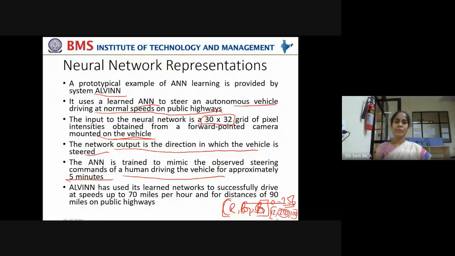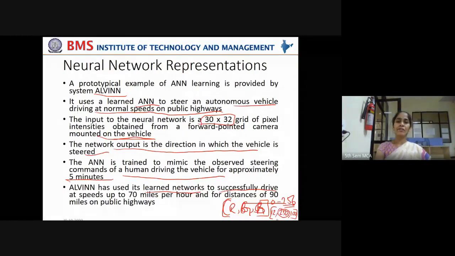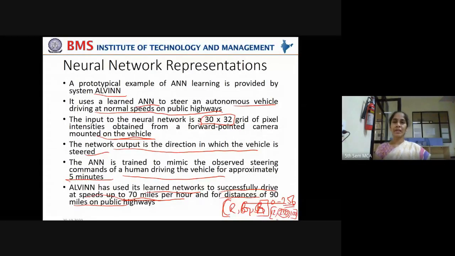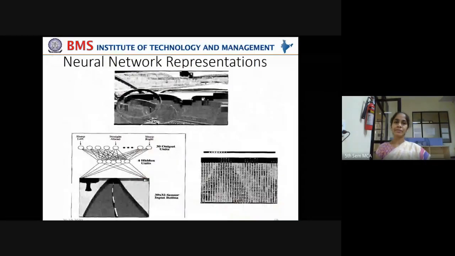It has been trained. Now Alvin has used its learned networks. It already learned from the human driving skills to successfully drive at speeds up to 70 miles per hour and for distances of 90 miles on public highways. Okay. Now, from the skill it has obtained from a human driver, being trained for 5 minutes, now it started driving on a public highway at 70 miles per hour and for distances of around 90 miles.